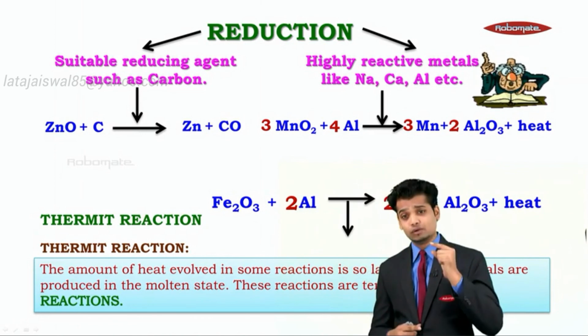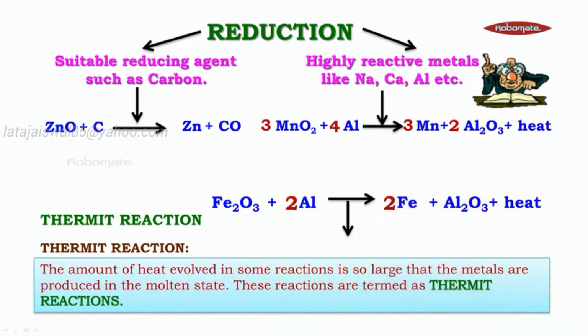Why? The amount of heat evolved in some reactions is so large that the metals are produced in the molten state. These reactions are termed Thermit reactions. With this, we understood how to reduce a metal of medium reactivity. Even a lead oxide can be reduced by carbon or a more reactive metal. Thanks a lot for listening.